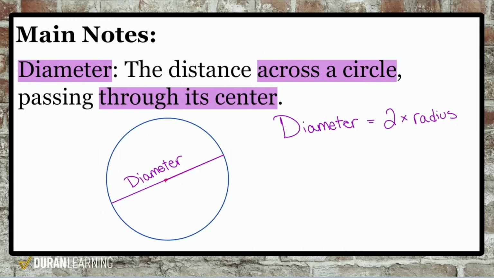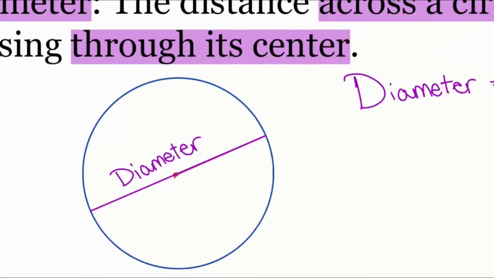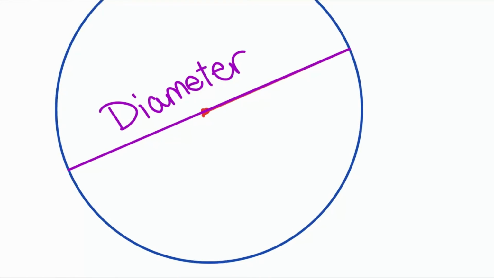And if you want some proof of that, no worries. Let me zoom in real quick because we can say from here to here, that is a radius. And then from here to here, that's also a radius.